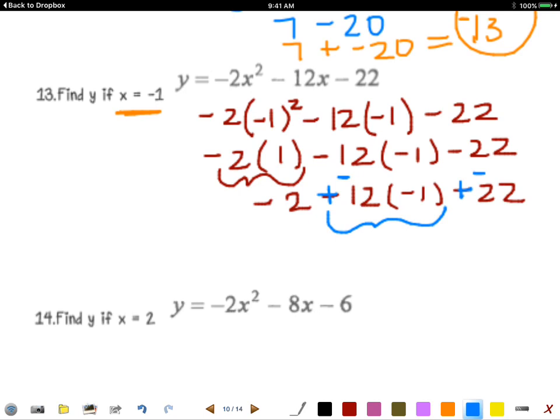All right, so bring down this negative 2, and let's multiply this. So we have a negative 12 times a negative 1. What would that be? Positive 12. So plus 12 plus negative 22 comes down.